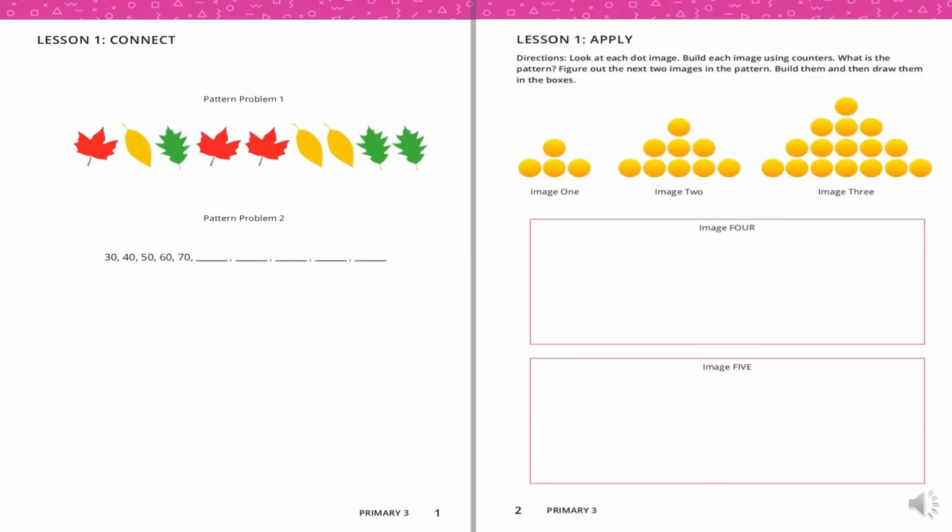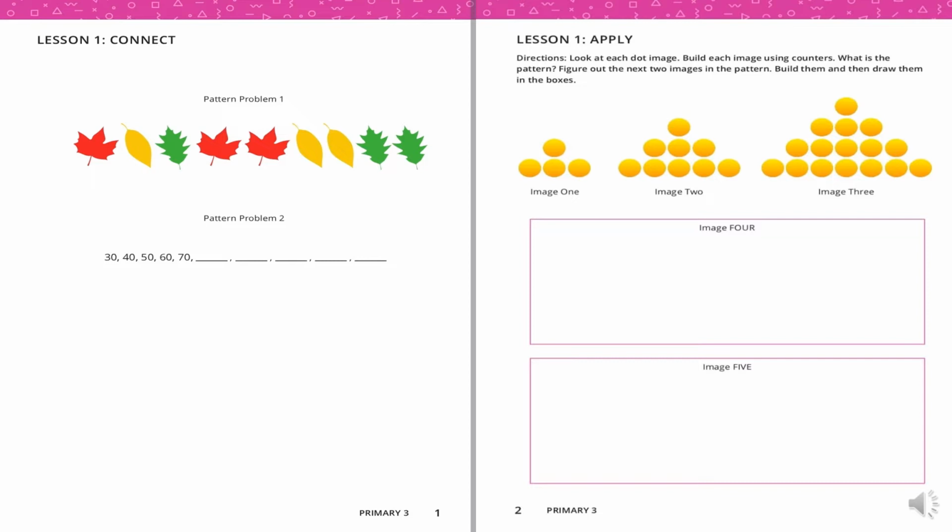Now let's practice on our math book. Lesson 1, the connect part is for applying. We have some leaves: red, yellow, green, red, red, yellow, yellow, green, green. What should be the next section?